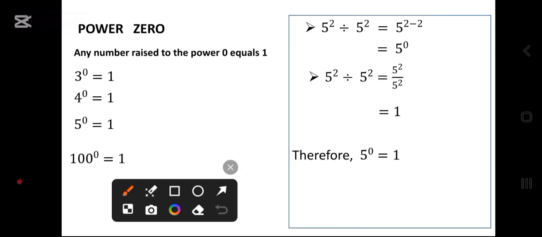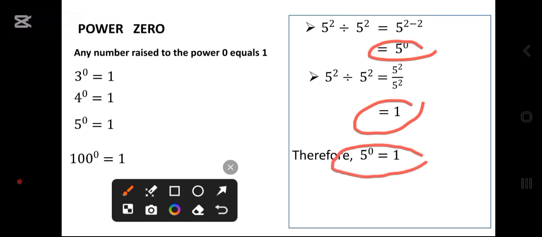5 raised to the power 2 divided by 5 raised to the power 2 can be expressed as this. 5 raised to the power 2, we cancel 5 raised to the power 2. What do we have? We have 1. That is how we have this here. We have 5 raised to the power 0 here. We have 1 here. Since the expressions are the same, it means, therefore, that 5 raised to the power 0 is equal to 1.